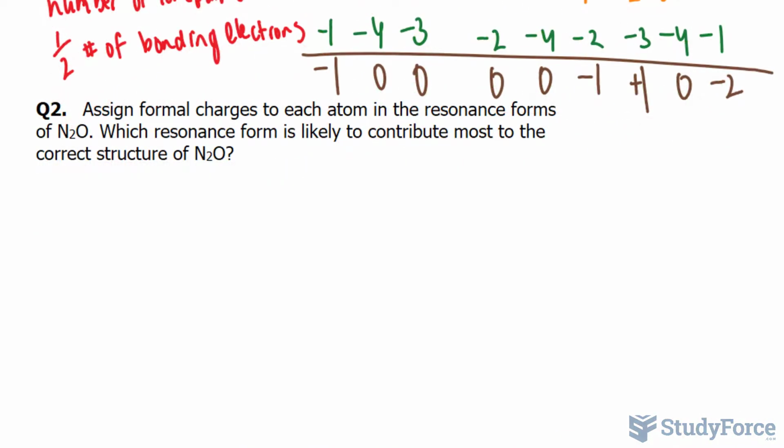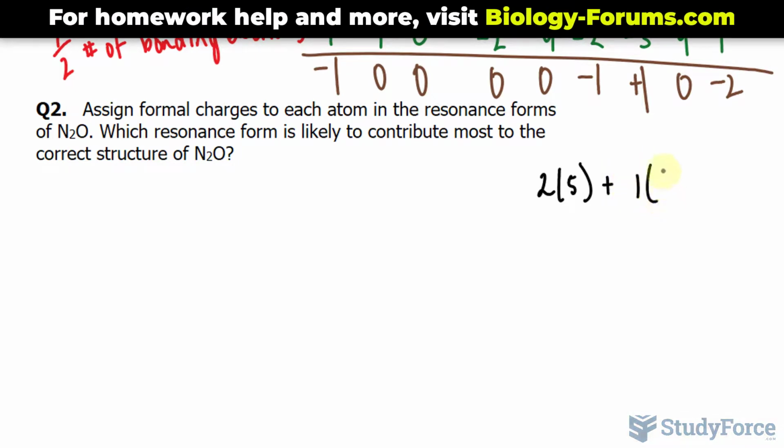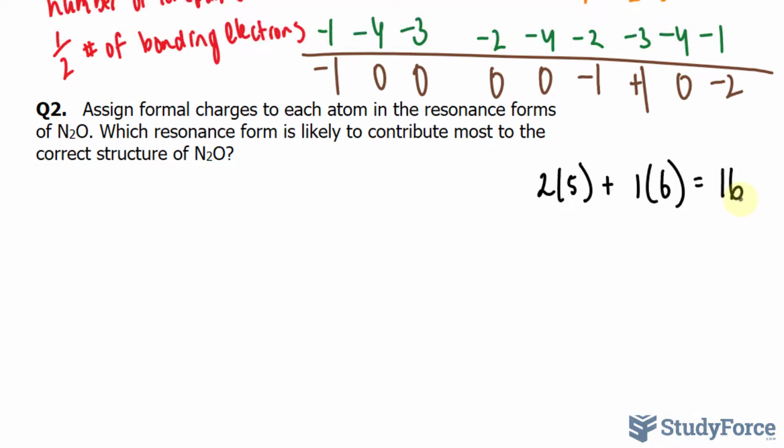So we'll start by writing out the valence electrons for the atoms here. We have 2 nitrogens, so 2 times 5, plus 1 oxygen, and that has a valence of 6. This sums up to 16. We have to determine what the central atom is, and normally what we do is we look for the most electronegative atom in the molecule, which is oxygen in this case.